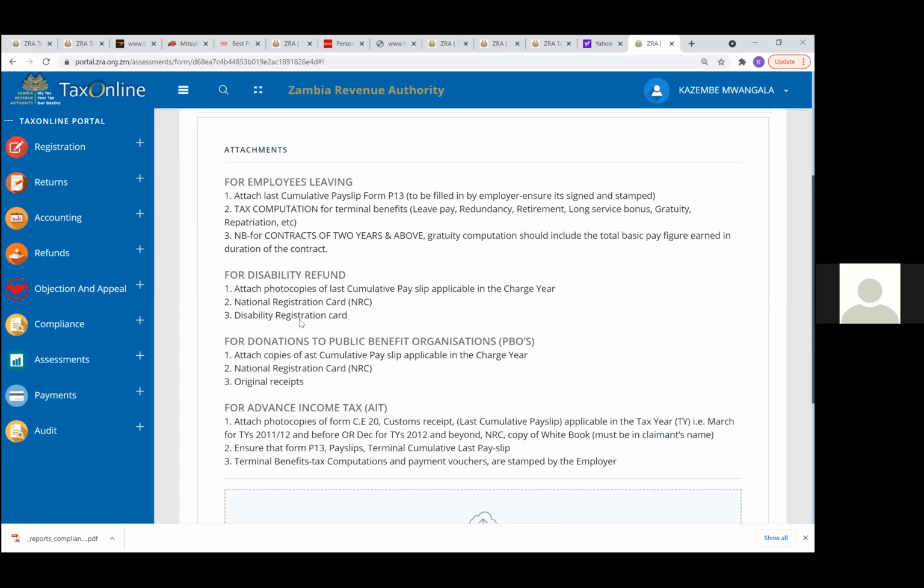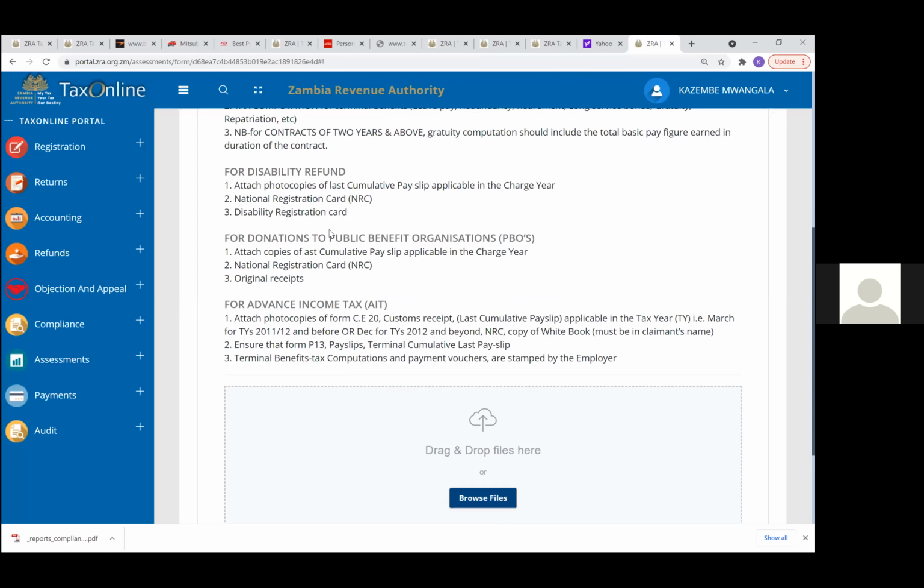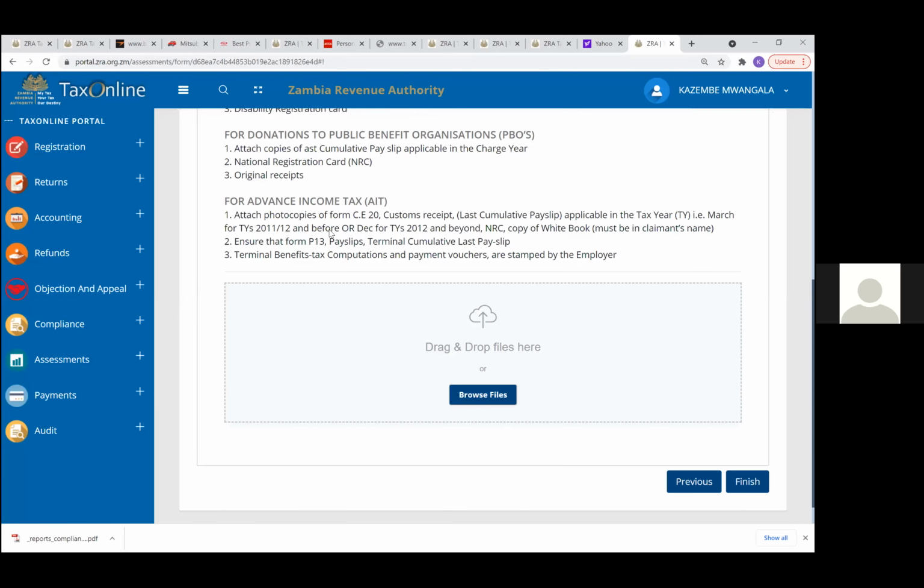For donations to a public benefit organization, also the payslip, national registration, and original receipts, be it tithe receipts or a receipt from an orphanage. For AIT, you need to attach copies of the CE20, that is the cost of the receipt, and the payslip is also there, and everything.